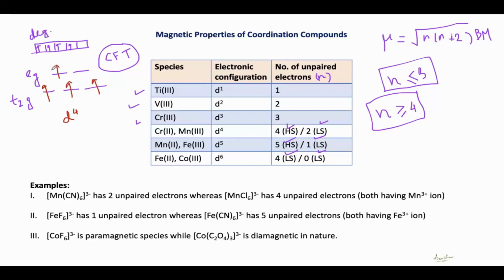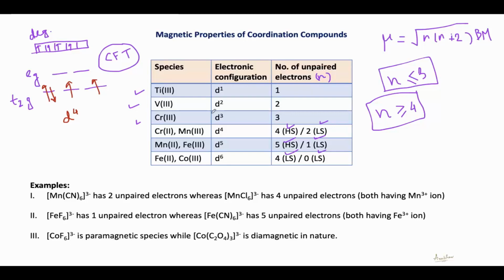But if this electron gets paired up in the T2g instead, then you can see 2 electrons are free here. That's why in the low spin system, the number of unpaired electrons is 2. But in the high spin system, the number of unpaired electrons is 4. So this is the scenario in crystal field theory, where we can say how many unpaired electrons there are depending upon the ligand system.